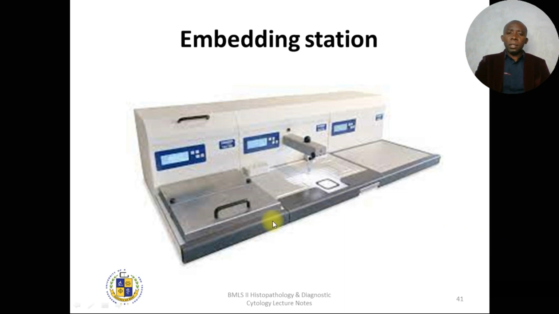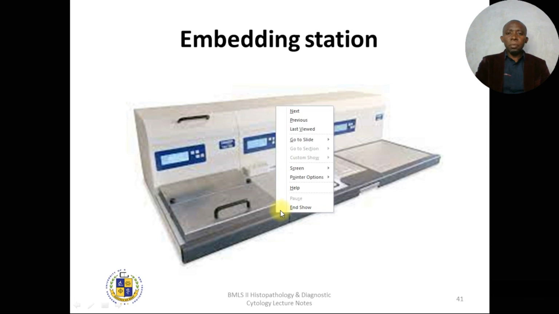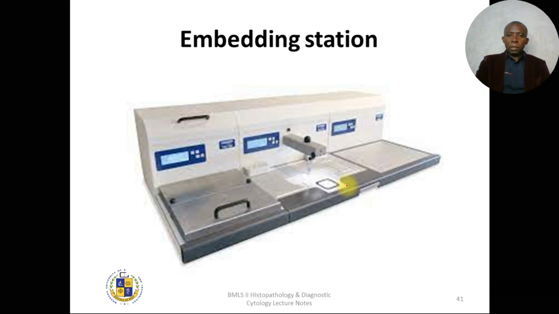So this is an image of our embedding station, and I'm going to point at a few things. We talked about a warm area. This is the section which is kept at a higher temperature, and when we open in here, this is where we can keep our molds. We pick our molds from there. We can also keep some cassettes there, but mainly the molds are kept here. They are kept warm because we don't want the wax to solidify on them.